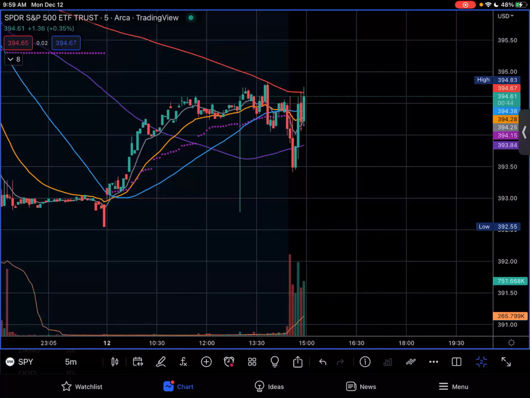My ideal scenario being in puts would be for this 5-minute candle to close below that 200 SMA, and then we break below VWAP, either on the same candle or the next candle.